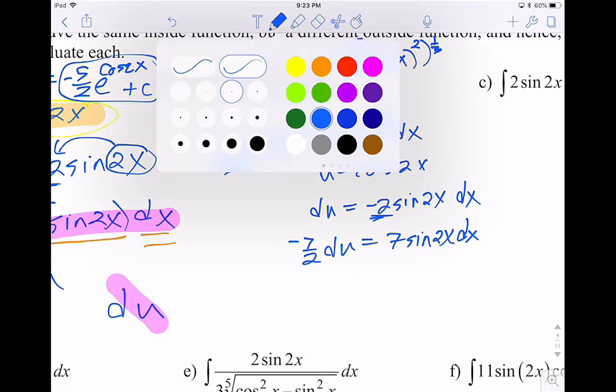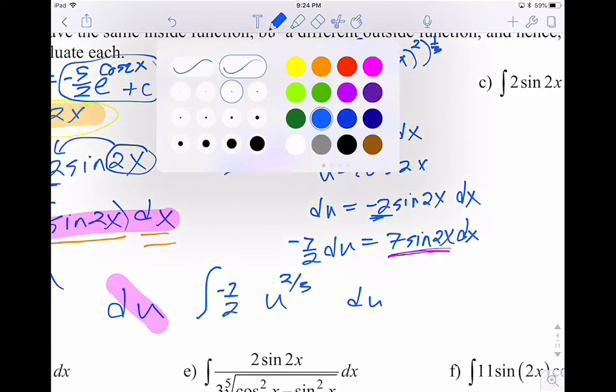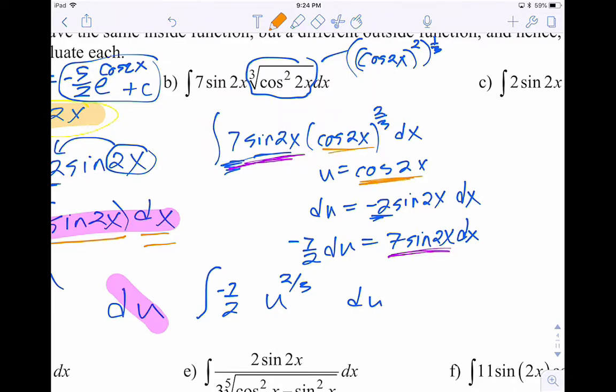And that's the key. We're looking for stuff we can trade out. Bam, that 7 sine 2x dx matches here. Of course, the dx comes out, and the substitution can move forth. Now I've got the integral of negative 7 halves of du. I'm going to put it on the other side where dx used to be. And that replaces those. And instead of cosine of 2x to the 2/3, I'm going to do u to the 2/3. If you're looking for where that came from, that cosine of 2x, they replaced each other. U to the 2/3 instead of cosine of 2x to the 2/3.